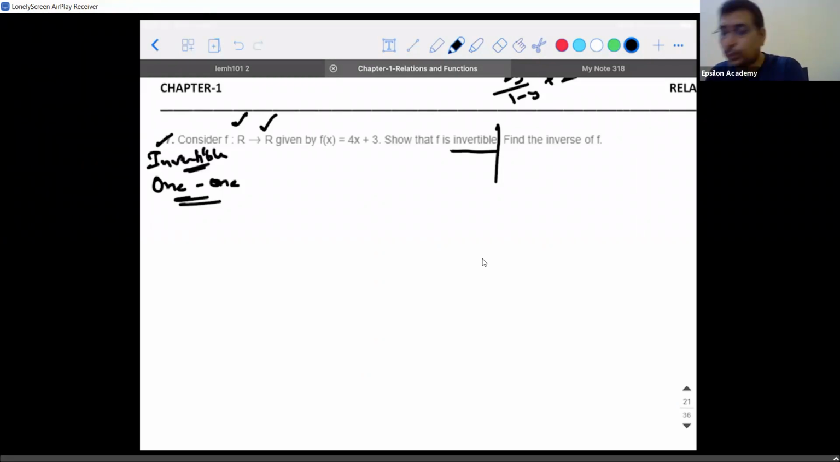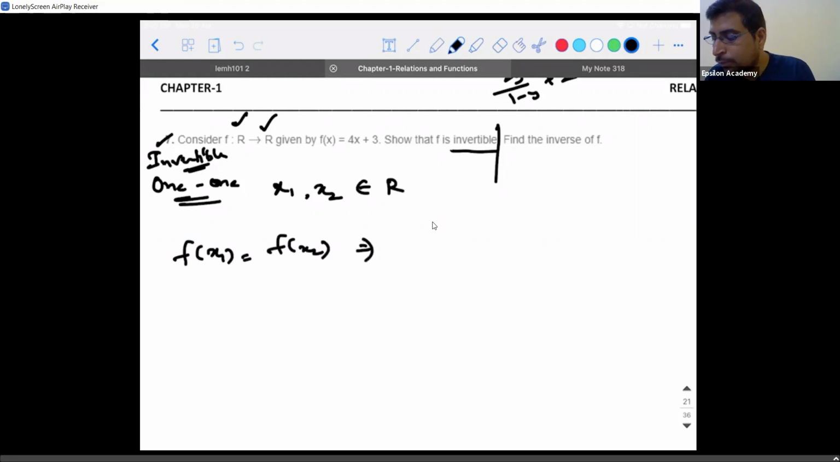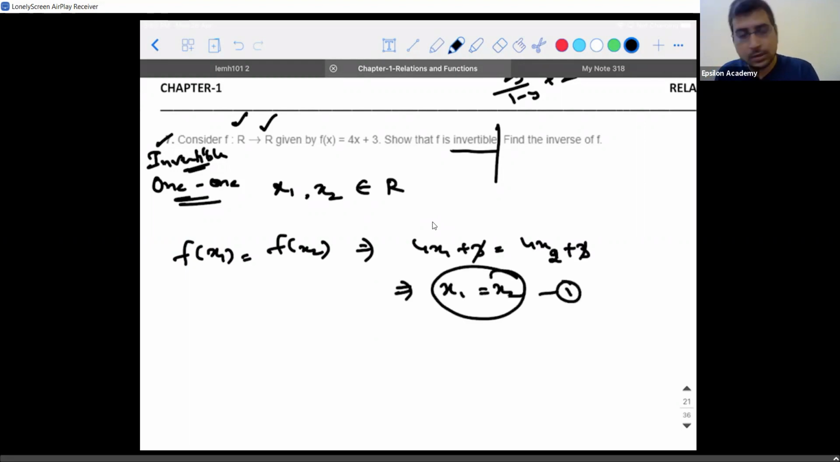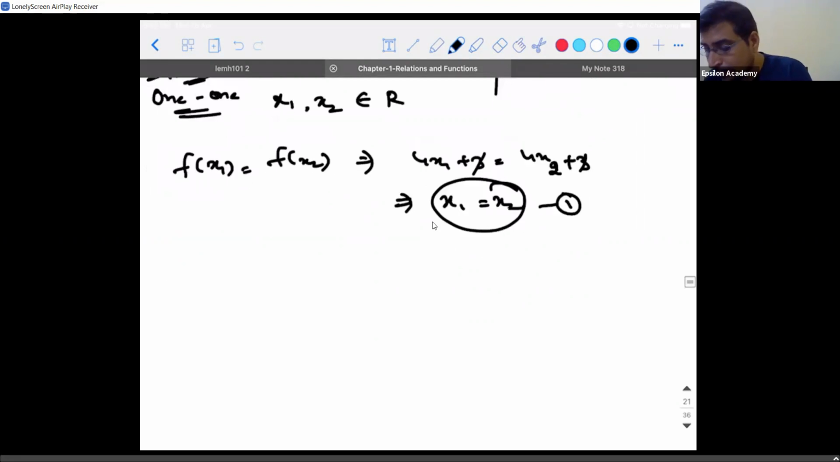Surya, tell me, for one-to-one, what am I supposed to do? We have to consider two values x1, x2 belonging to the real numbers, and equate f of x1 and f of x2. You will get 4x1 plus 3 is equal to 4x2 plus 3. We'll get x1 is equal to x2. It's a one-to-one function. Then we can prove it's an onto function. f of x is equal to y.